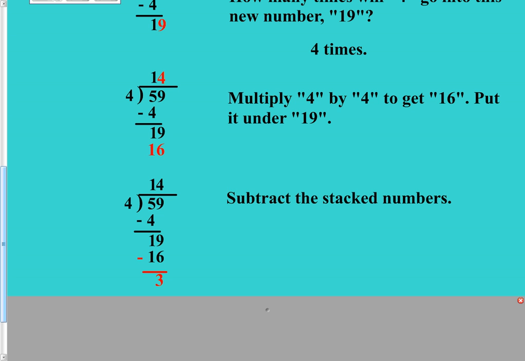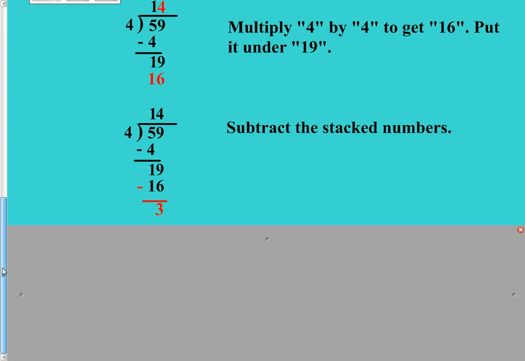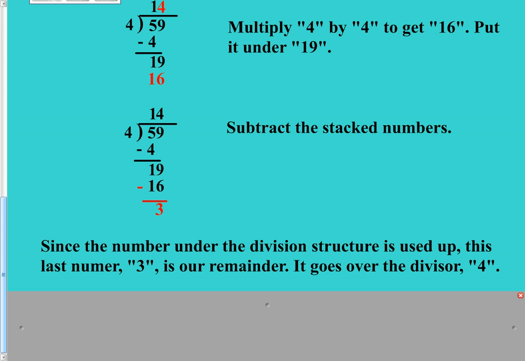Okay, so you repeat this process until basically you run out of values in the dividend. Okay, well, we are at that point. We have run out of values in the dividend. So here's what happens next.